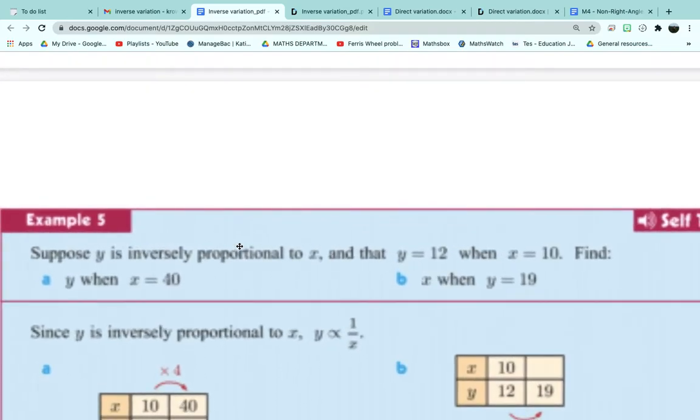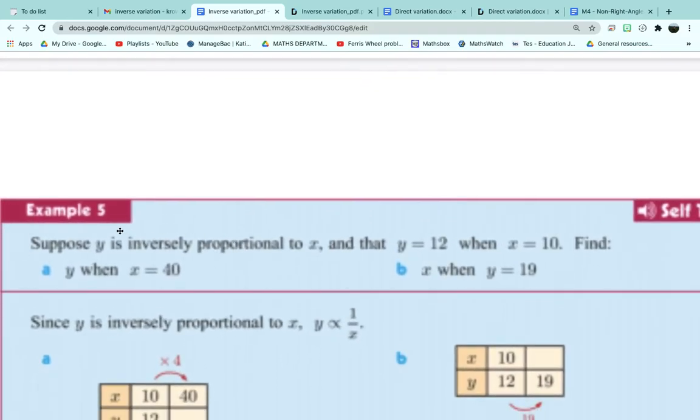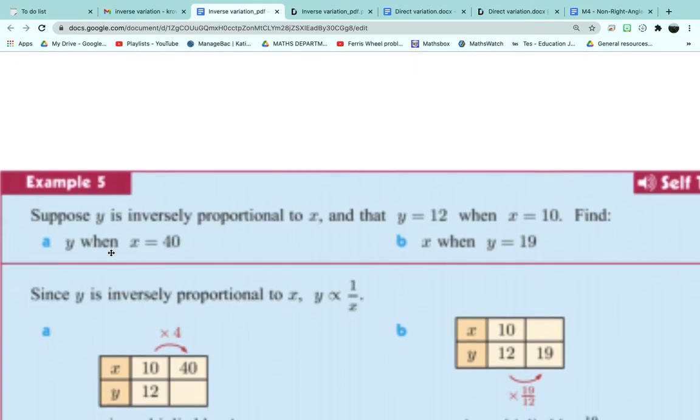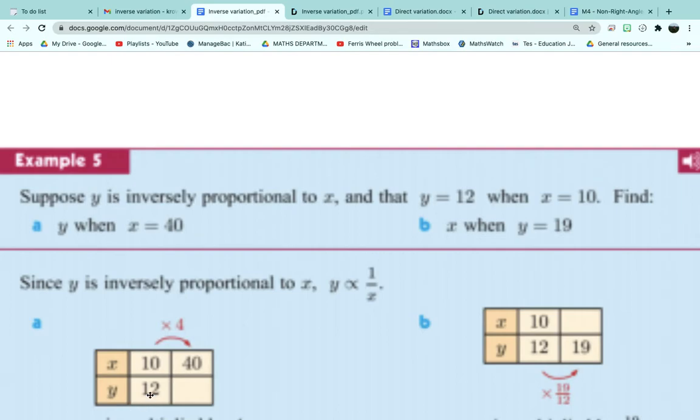Let's go over some questions. Suppose y is inversely proportional to x and that y equals 12 and x equals 10. Find out what happens when y equals 40. Now, this is a really easy question for inverse proportionality because we said that the coordinate pairs need to multiply to give the same thing. So all you do is you do 10 times 12, which is 120. So the missing number here must be 3.